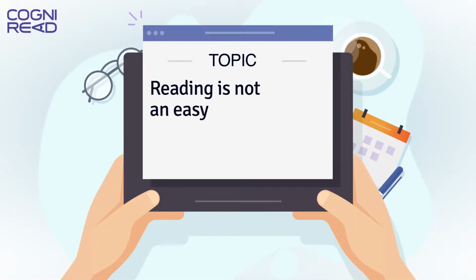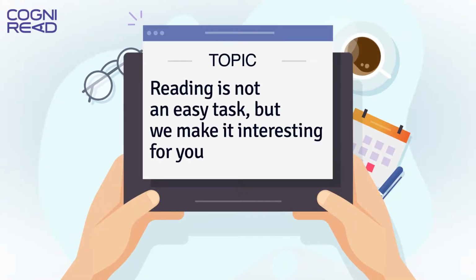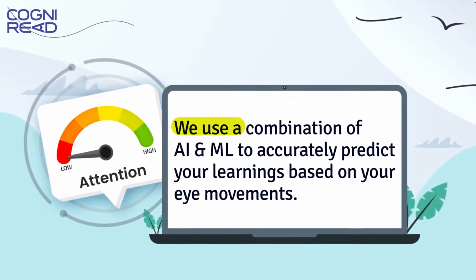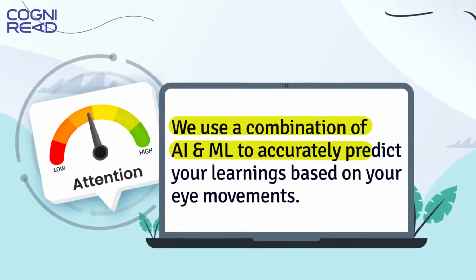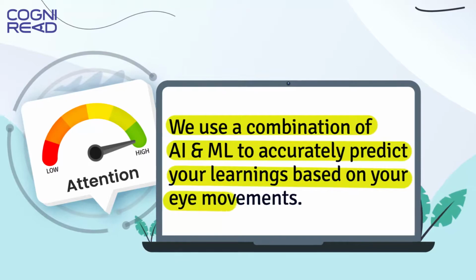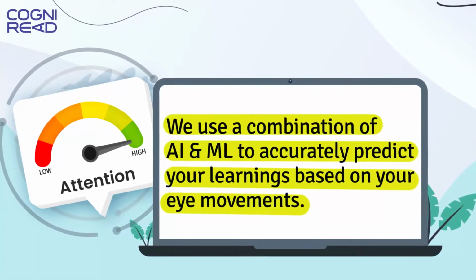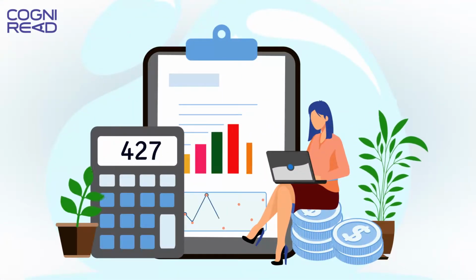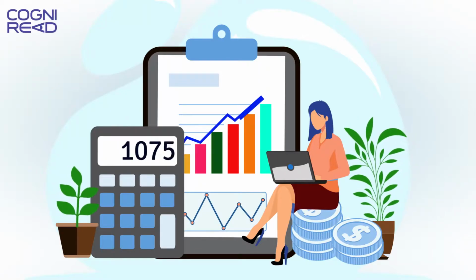Reading is not an easy task, but we make it interesting for you. We use a combination of AI and machine learning to accurately predict your learnings based on your eye movements. It helps you get a real-time insight into your reading performance at a cognitive level.